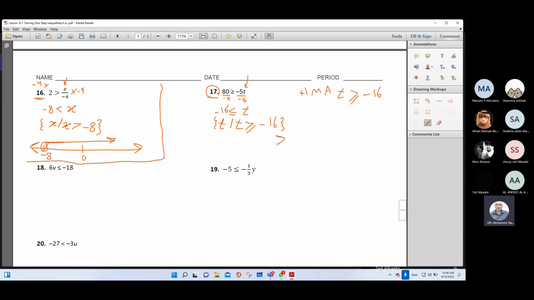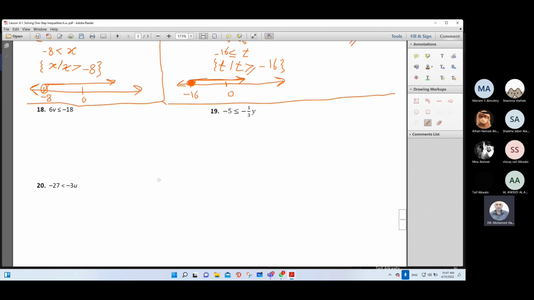So if you want to graph this inequality, we have the 0 in the middle here, the present negative 16, for example, here. And as you see in the sign, we have equals, means draw the shaded circle. Then t greater than or equal means the direction to the positive side. Who has any question in this exercise? Okay.